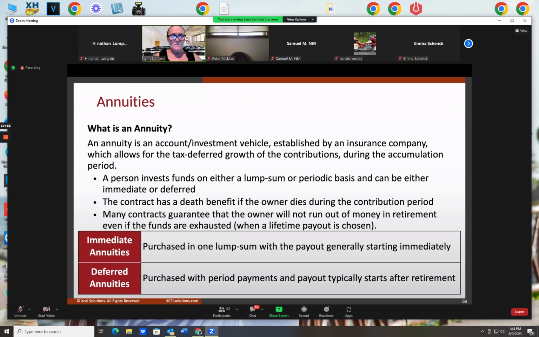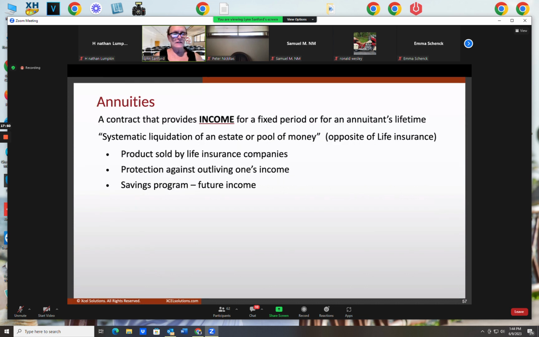Immediate annuities: purchased in one lump sum with the payout generally starting immediately. That's why it's called an immediate annuity, and it's got to be funded with one lump sum of money. Deferred annuities are purchased with periodic payments, and payout typically starts after retirement. You're deferring paying taxes. You're putting the money in and letting it grow, tax deferred, for a retirement payout later on, usually at retirement or well into your retirement years.